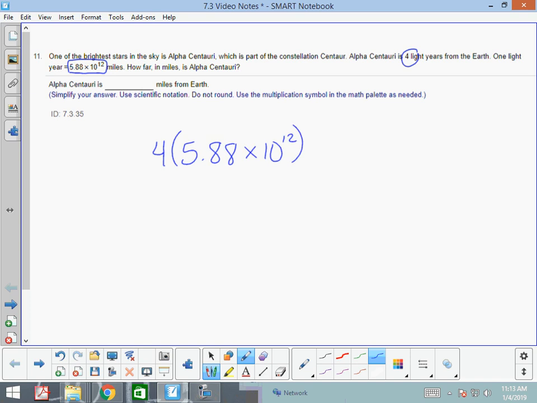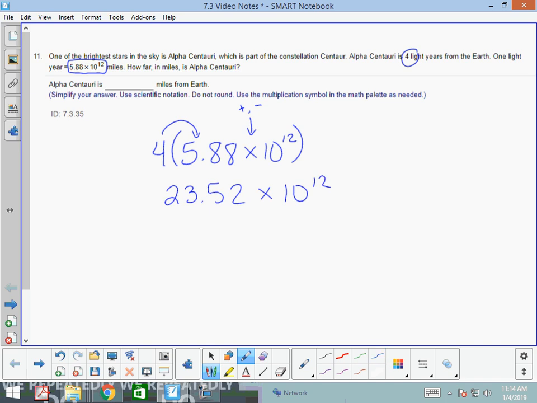Now do not do the distributive property here. The distributive property is only used when this symbol is a plus sign or a minus sign. That's a multiplication sign. So we're just multiplying the 4 and the 5.88. You can even think of it like this: 4 times 5.88 times 10 to the 12th. I don't really like it that way, so I'm not going to use that, but that's what we're doing. We're just multiplying the 4 times the 5.88, and that is, you can use your calculator, 23.52 times 10 to the 12th.